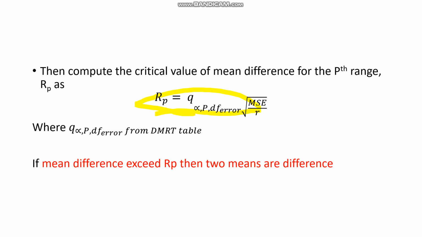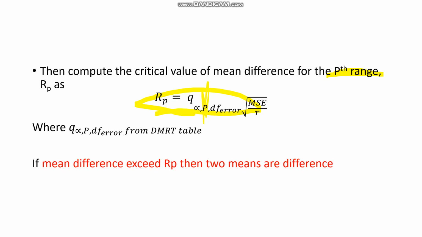Then p here represents the pth range. In this case we have 3 p values, so we have to calculate this separately for these different values. And this one, Q1, is the table value.